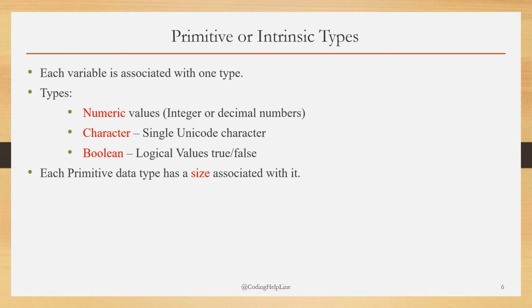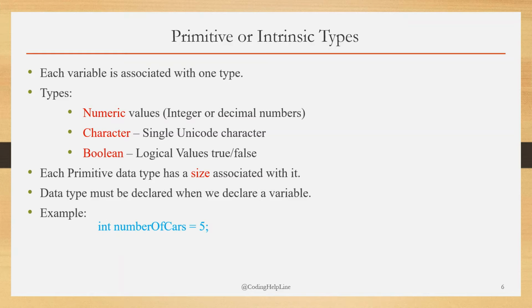Each primitive data type has a size associated with it. Size is the capacity of the data type, the maximum and minimum value it can hold. Data type must be declared. When we declare a variable, each variable declared must be associated with a data type.